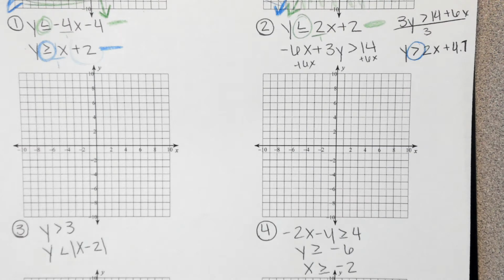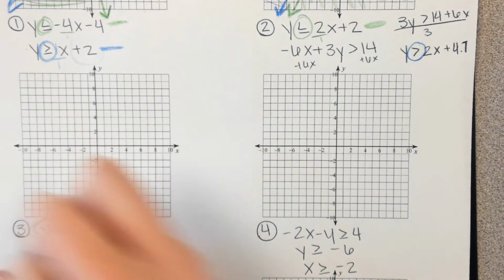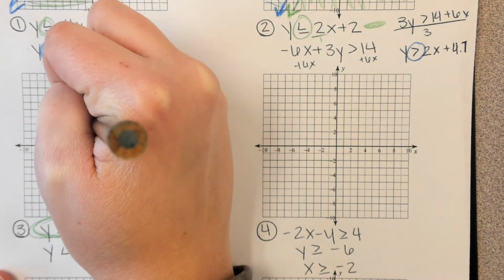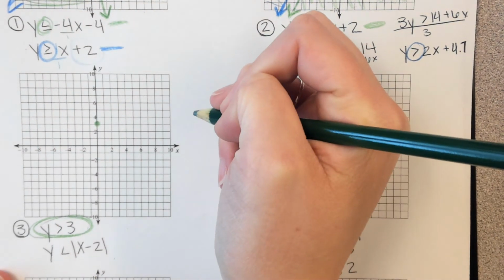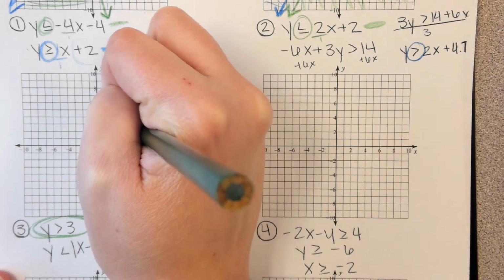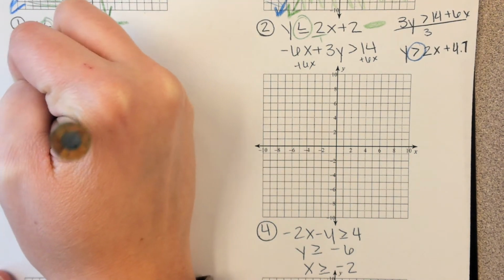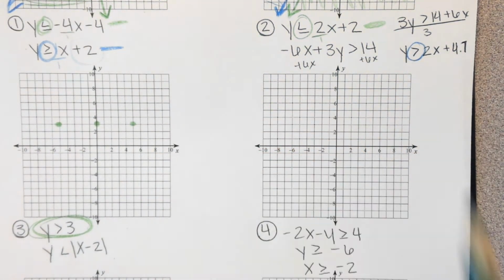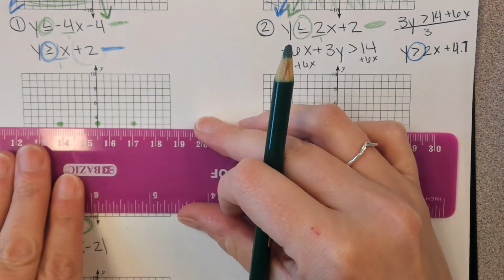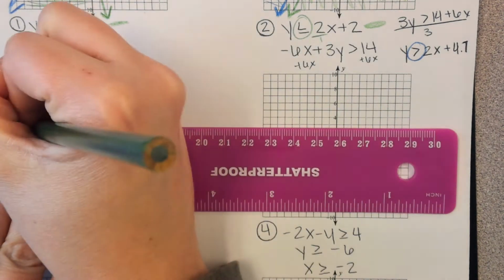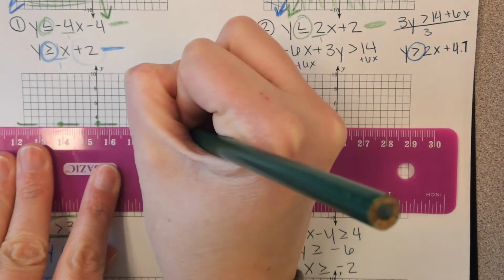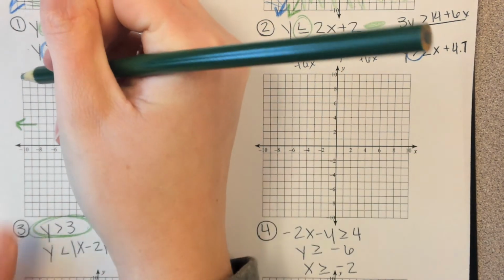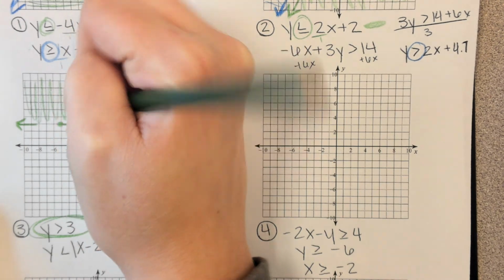Okay, number 3 is a little bit different. We have a linear inequality and an absolute value inequality. So we'll just do one at a time. So I'm going to do the top one with the green. So my y-intercept is 3. I don't have an x, so my slope is 0. So I'm just going to go straight across. Okay, it's greater than, so that is going to be a dashed line or dotted, whatever you want to call it. And it's greater than, so I shade above.